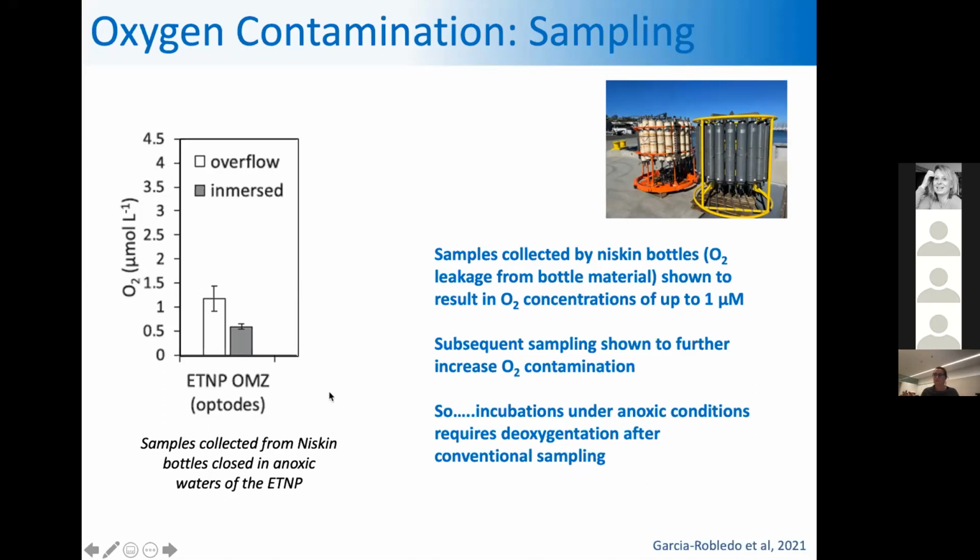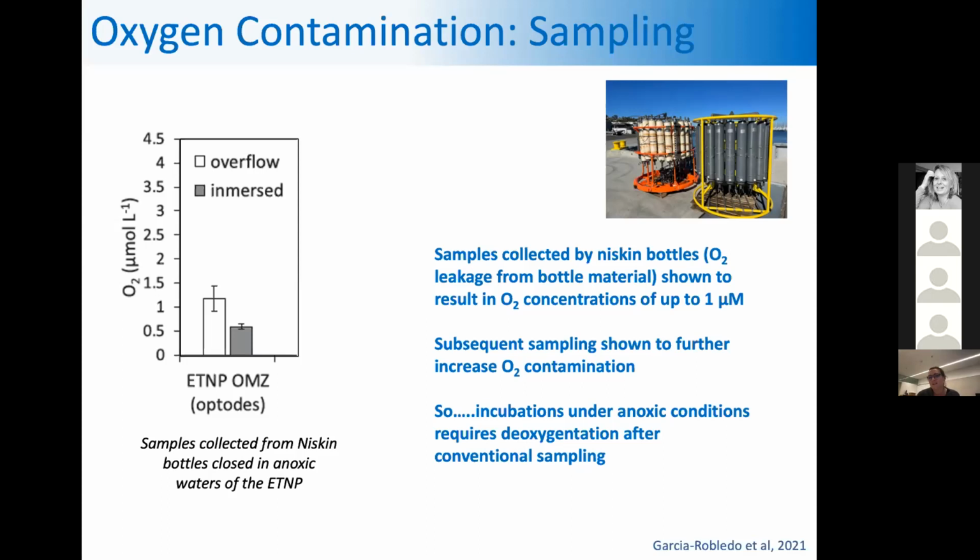Here again, the Niskin bottles are being closed in the anoxic waters of the Eastern Tropical North Pacific oxygen minimum zone. Then this is him trying to sample. The white bar is trying to fill a glass bottle, letting it overflow multiple times, and you can see he's measuring concentrations of more than 1 micromolar in that bottle. Then when he submerges the bottle, as the water overflows it eventually submerges the whole bottle, he's still showing concentrations in the hundreds of nanomolar.